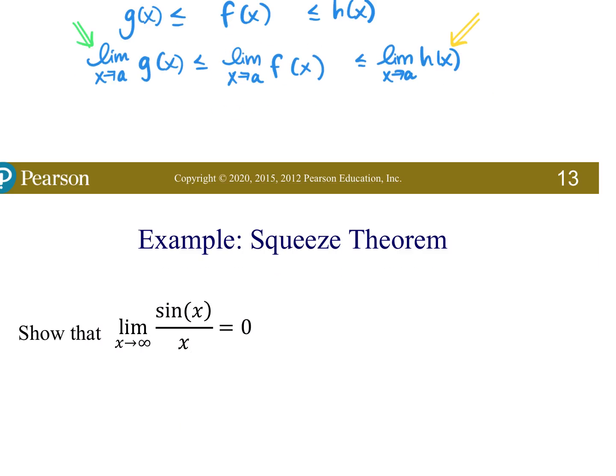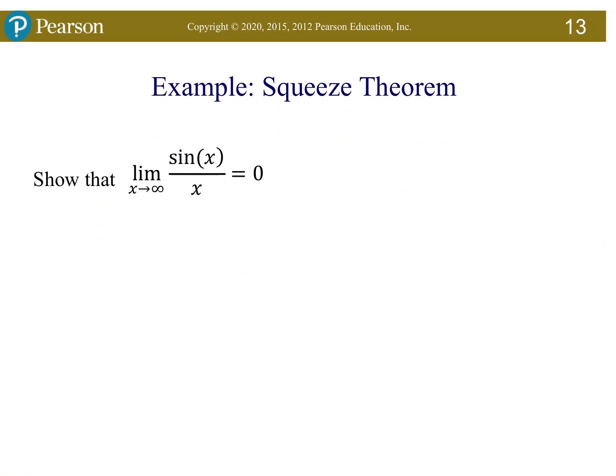Okay, so let's see what we can do with a function like this. Okay, we're going to use the squeeze theorem to show that the limit turns out to be 0. So what we're going to do is start with a function that we know. We know the sine of x.